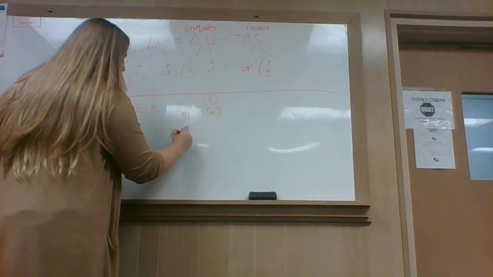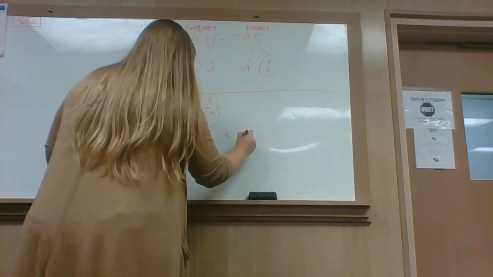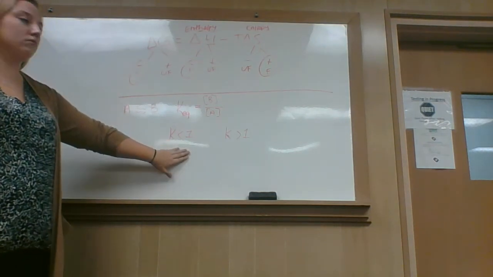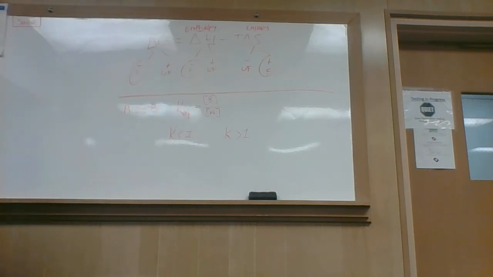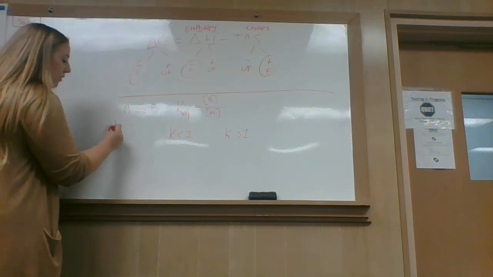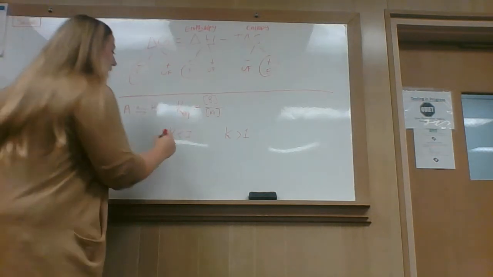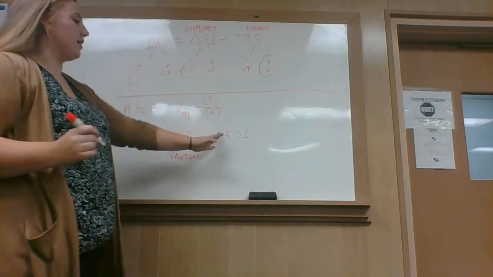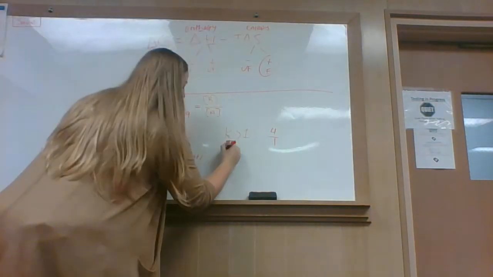So if K is less than 1, do we have more products or more reactants? Reactants. Think of it like a fraction, right? If you have a bigger number on the bottom, that's going to be less than 1. So we have more reactants. If K is greater than 1, that means we have a bigger number on top. So we have more products.